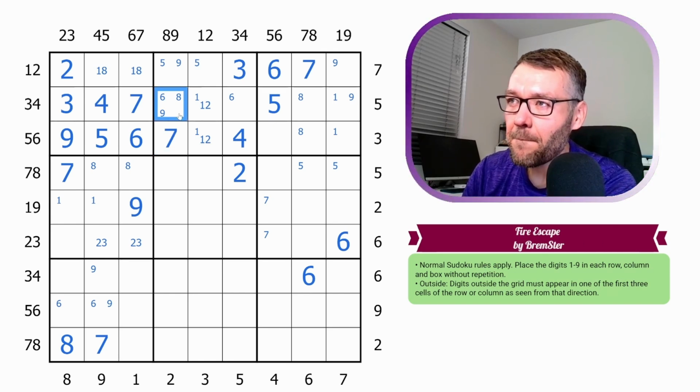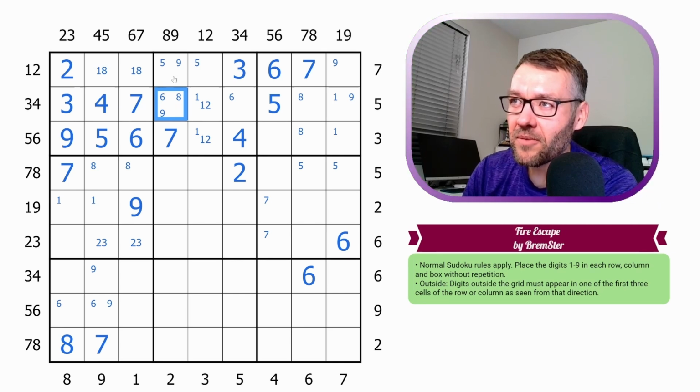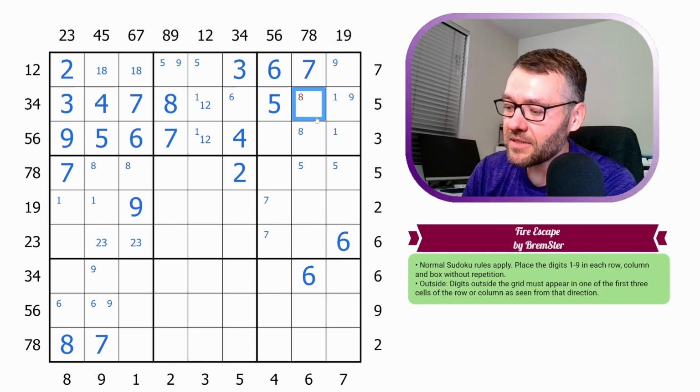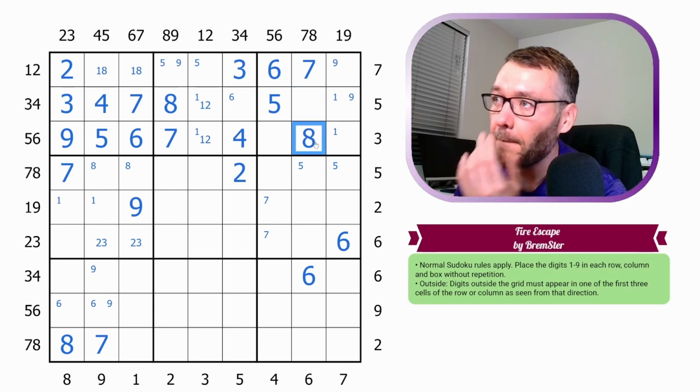I think, right? Why do I have the 8 corner marked here? Why couldn't the 8 go here? Oh, because of the 1, 8 pair here. That's right. All right, so this is an 8, which means this can't be an 8, which means this is an 8 here. All right.